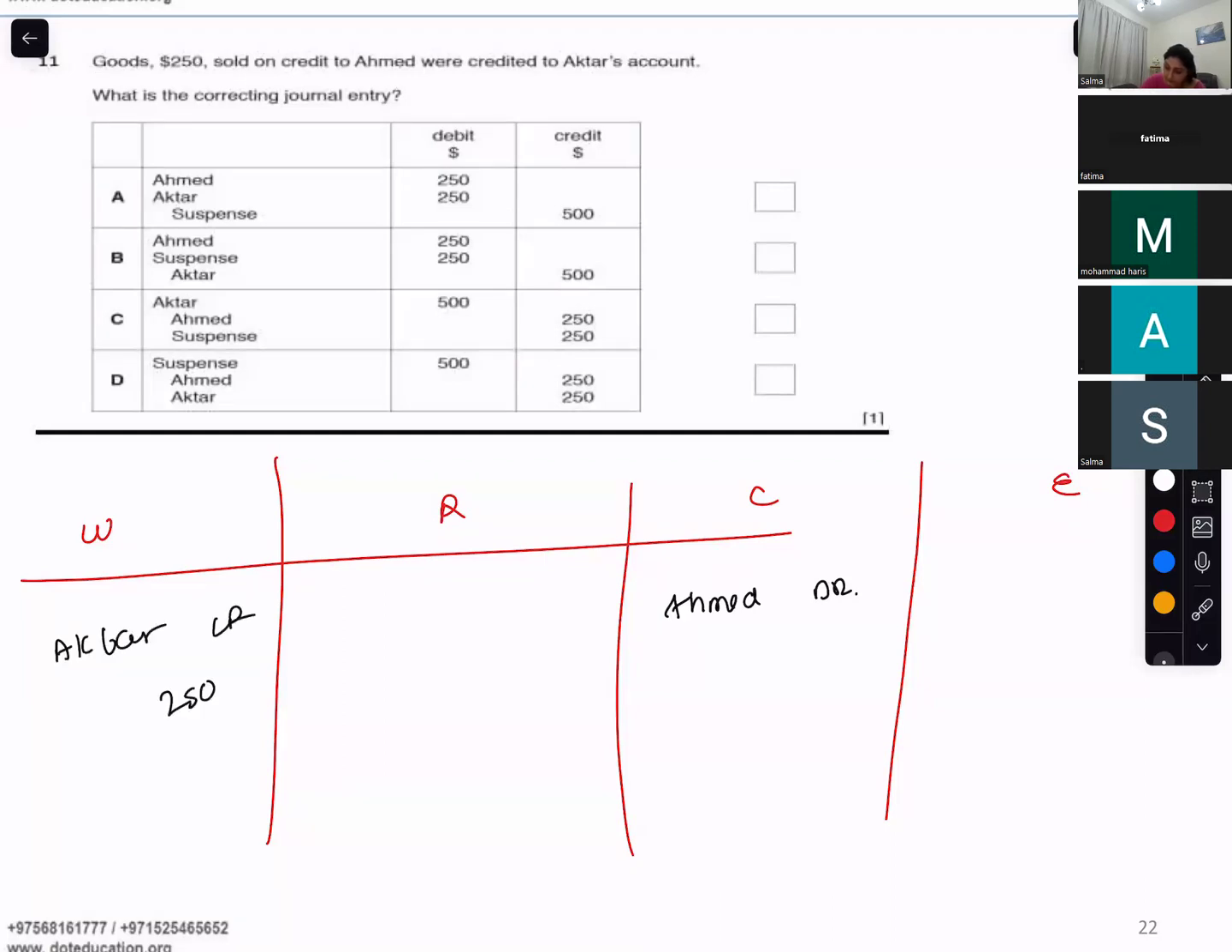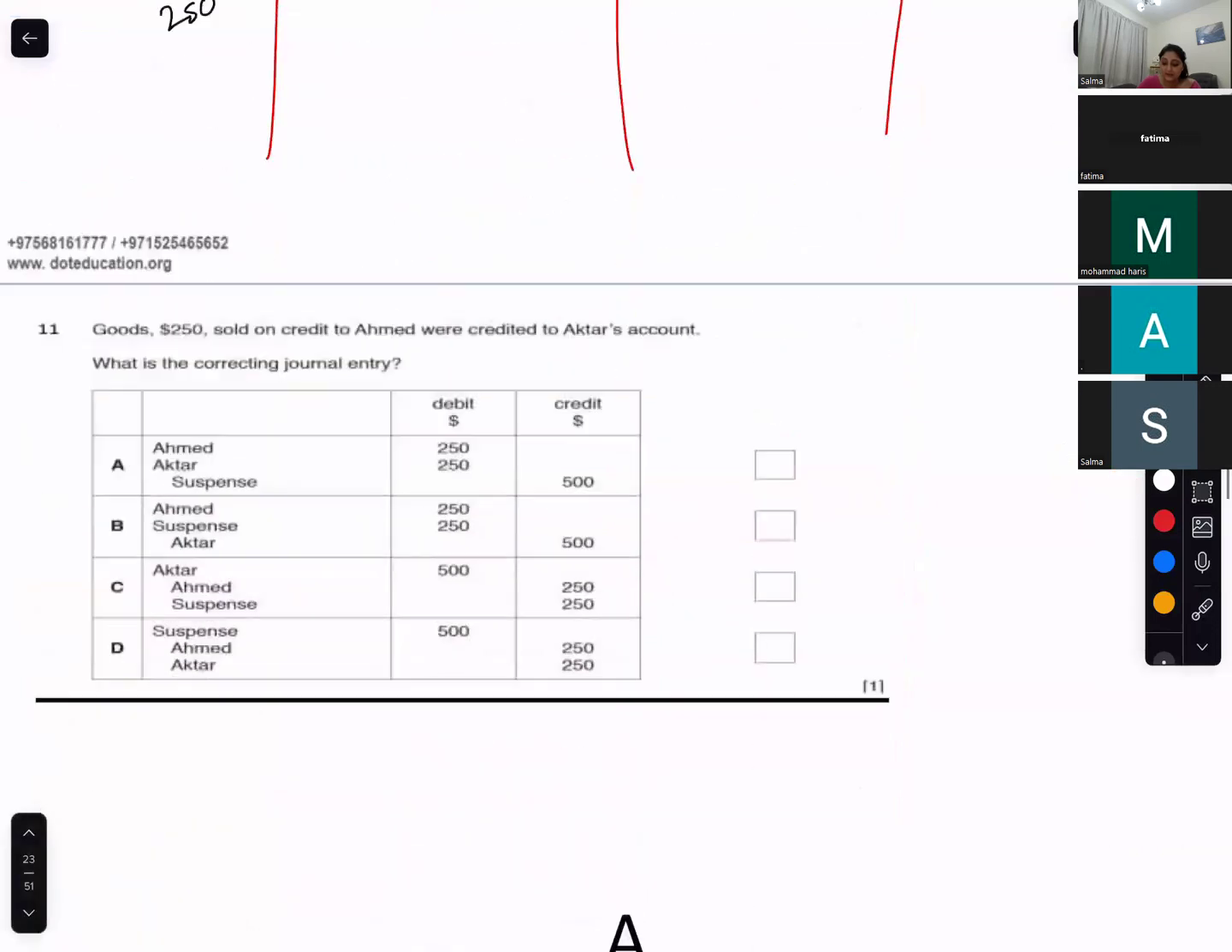And then we reverse it. So Akhtar debit 250. 250 plus 250, 500. So after debit 250, Ahmad debit 250, suspense credit 500. Option A. Come on, next one.